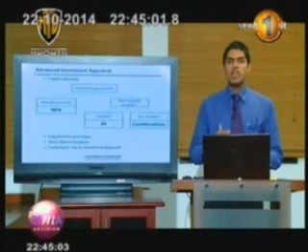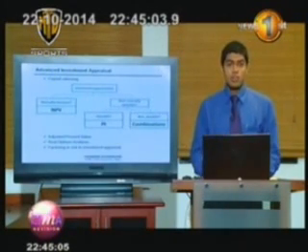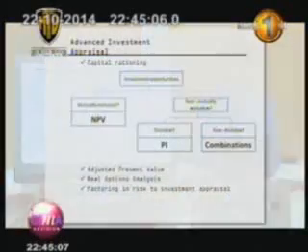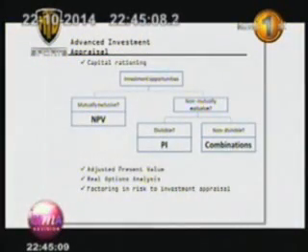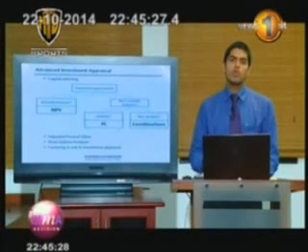And a few other areas to look at is things like adjusted present value. Adjusted present value is an important concept, which has not been tested frequently, but it's possible that the examiner will test you at the exam. Another area is on real options analysis, on the strategic investment option, timing option, abandonment option. That's something you'll have to read up on. And also on factoring in risk into investment appraisal.